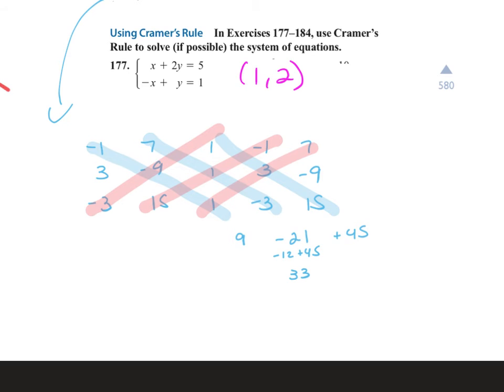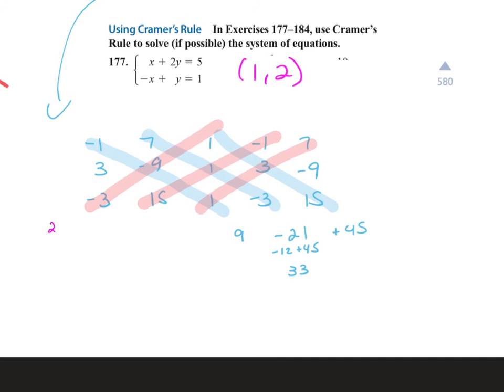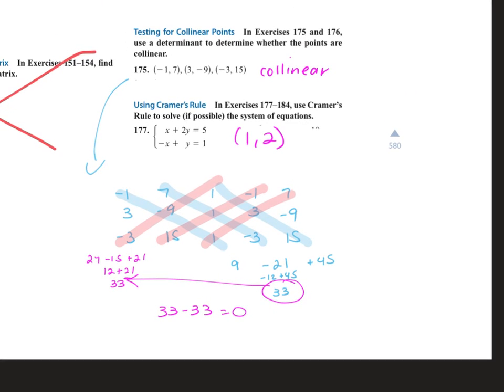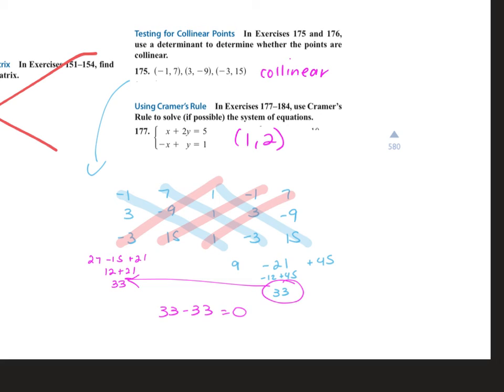Okay, then the red diagonal is going back the other way. This is 27, -15, +21. So this is 12 plus 21, that's 33. 33 minus 33, and it's this one minus that one, is 0, which makes this collinear. So if it's 0, it's collinear. If it's not 0, it's not collinear. So obviously that's a 50-50 shot of guessing, but if you don't have the work, I take back those points. Yeah, you have to have the work of the determinant. So the determinant will also be 0 if it's collinear.